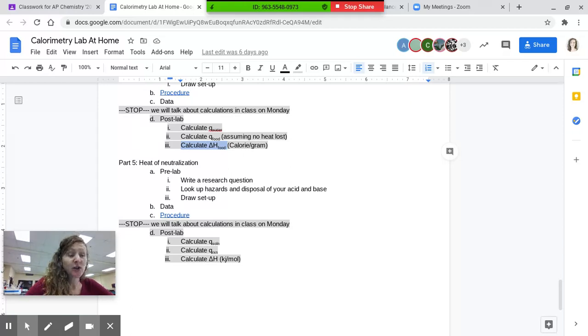Okay, so that could be a difference. Q is in joules and delta H is in calories. Sometimes that is the case. You can report enthalpy in calories or joules. That is a difference listed here. That's not always the case. Look at part 5, heat of neutralization down here. Notice that delta H there is in terms of kilojoules, right? So you can list it in terms of calories or joules. What's another difference?